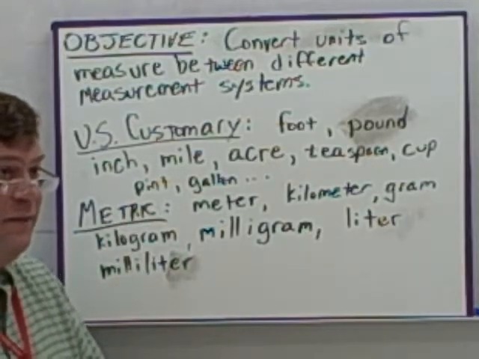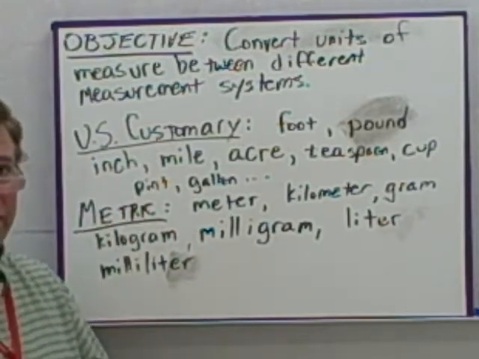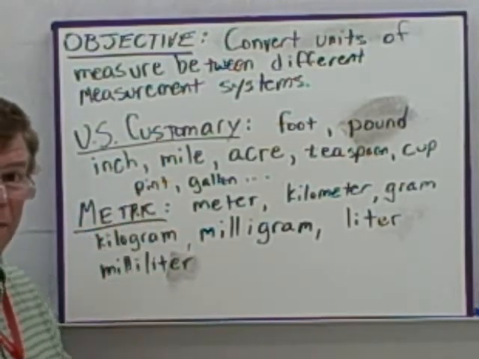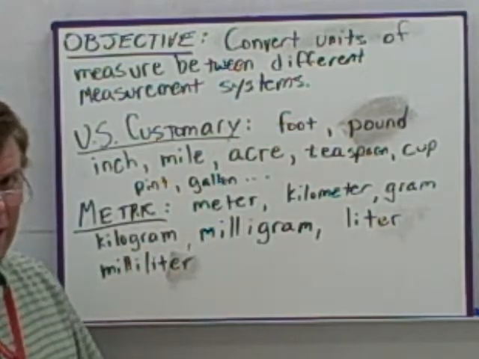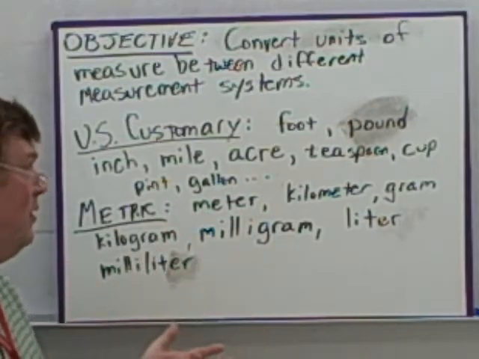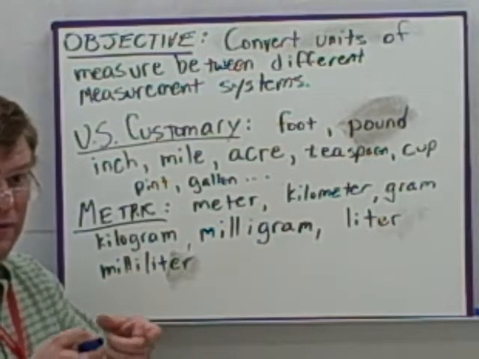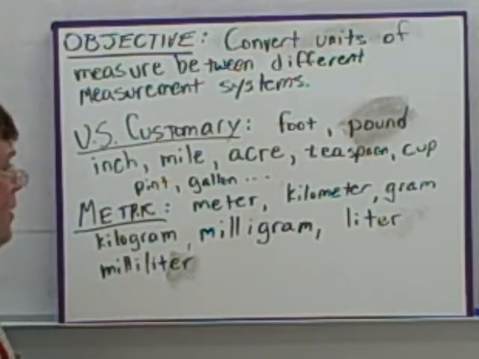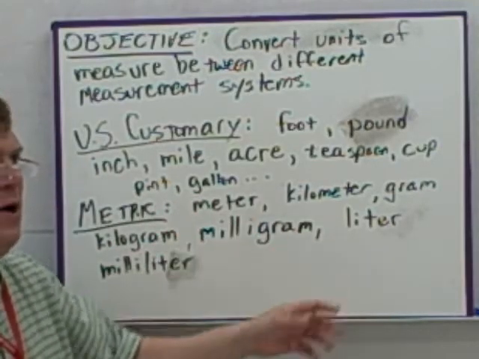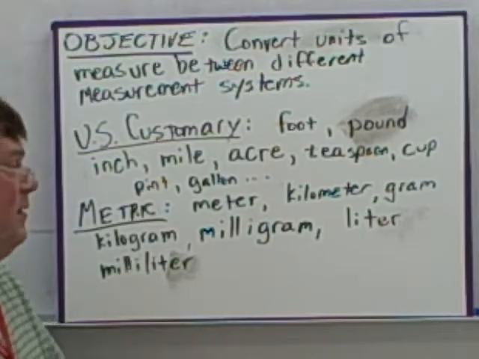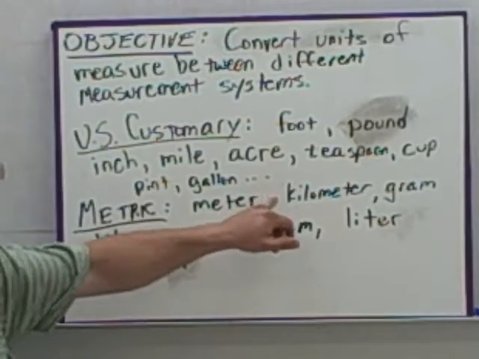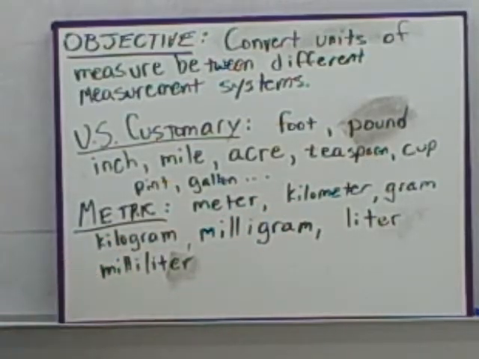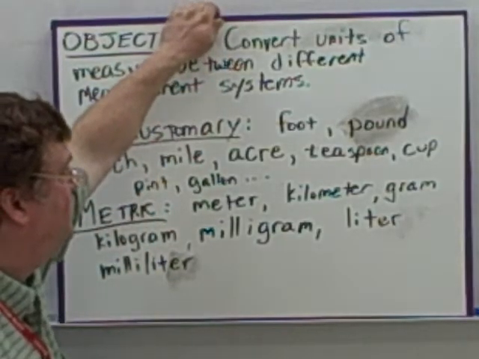US customary doesn't. In fact, it started off as British units, and the British decided they didn't like it and went with the metric. So I don't know why we're sticking around with it, but foot was originally figured out because of the length of some king's foot. Teaspoon came together because it was the size of your regular teaspoon. Things like that, it just came about because those are the regular sizes of things, and they went with it. Whereas metric all has a scientific basis for it. The meter, the kilometer, the gram, the kilogram, the milligram, the liter or milliliter, all of that has some scientific basis.